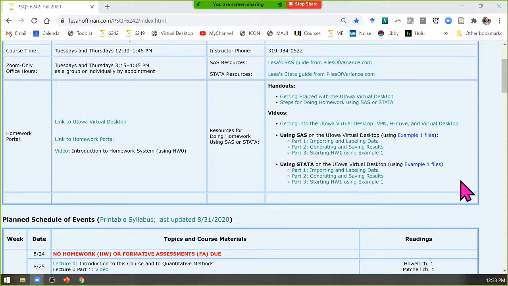Yes, you have to know where you've downloaded it to be able to tell the programs where that is. However, it becomes easier once you're inside the virtual desktop if you open up the Windows Explorer program inside the virtual desktop.